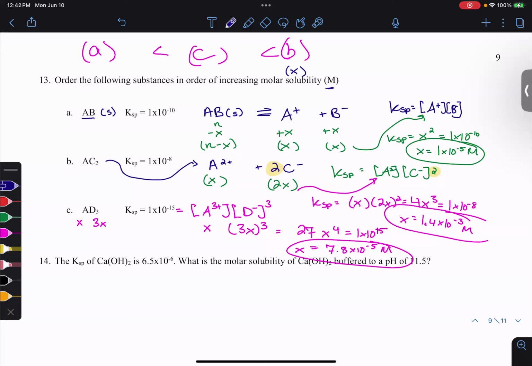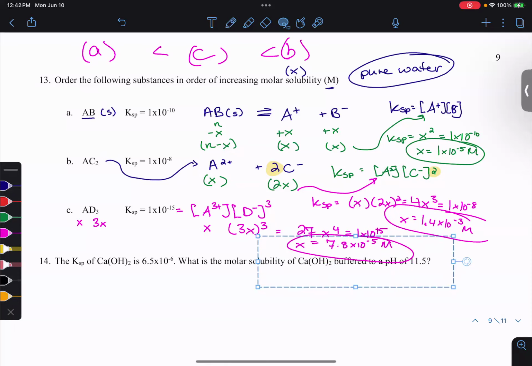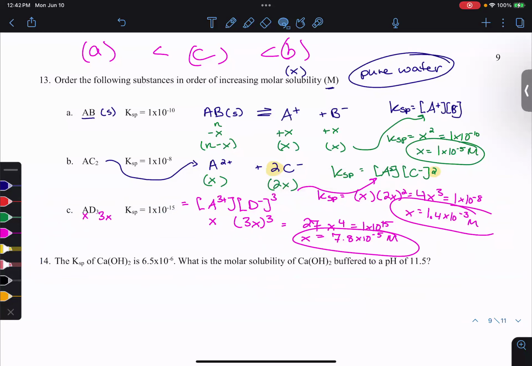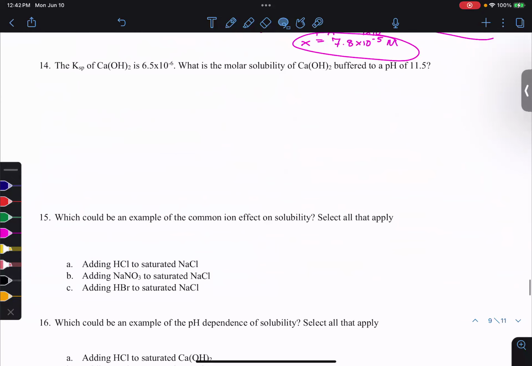And these examples are in pure water, we're dropping these solids into pure water, so we can do that X analysis there. All right, so this one, 14, we are dissolving something, but not necessarily in pure water. So what we see here is I give you the KSP of calcium hydroxide. I'm asking you, what is the molar solubility of this thing? Not in pure water, but we're going to buffer it to a pH of 11.5.